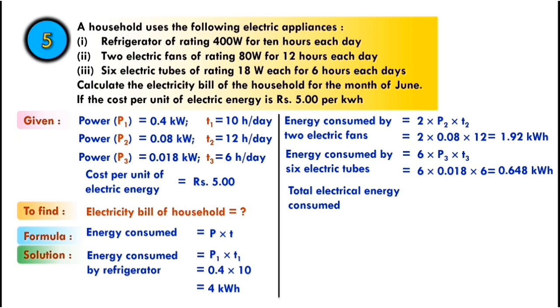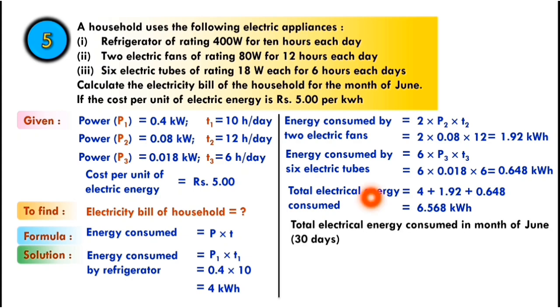So now first we have to find out how much total electrical energy is consumed. To find that, we have to add all three. Okay, so after adding we will get 6.208 kilowatt hour. This is the total electrical energy consumed.